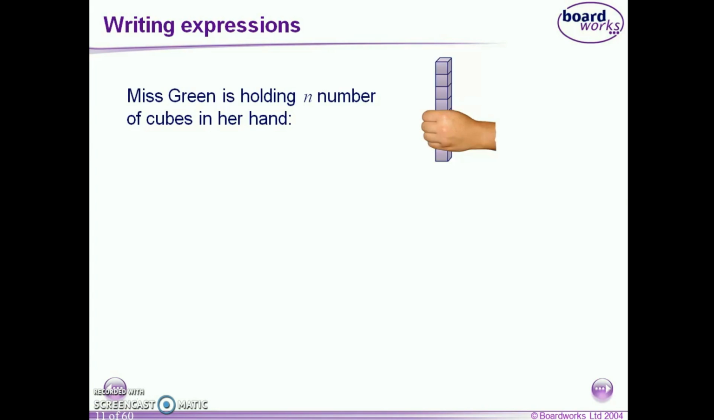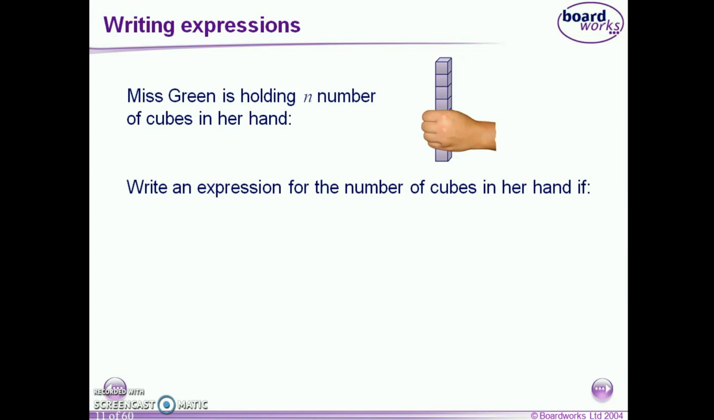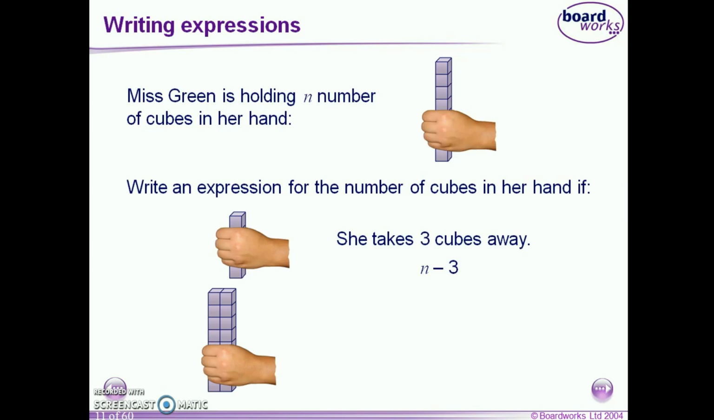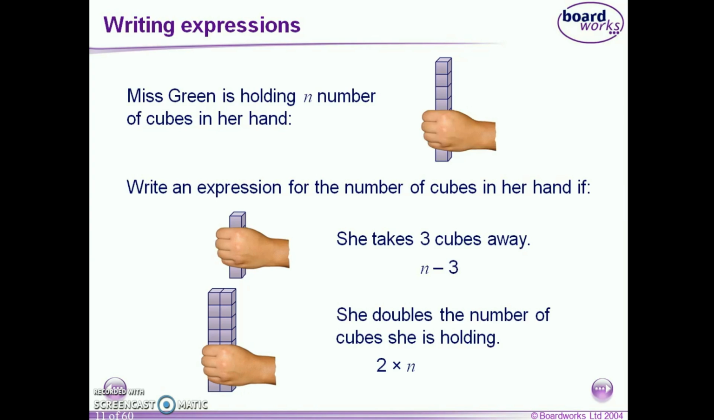Now we go to a sum example to write expressions. In this problem, Miss Green is holding n number of cubes in her hand. The question can be: write an expression for the number of cubes in her hand if she takes 3 cubes away. We know that the number of cubes in her hand is n. So when she takes 3 cubes away, it means that n should be minus 3. When she doubles the number of cubes she is holding, that means 2 times n or 2n.